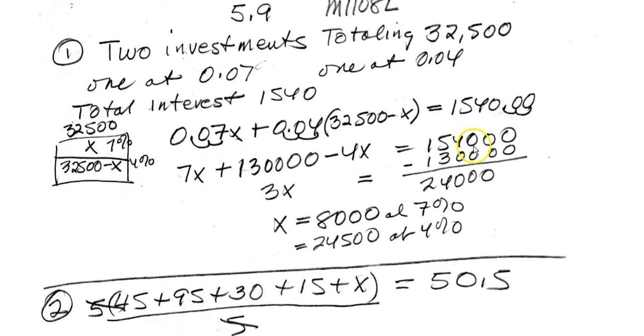So I multiplied through by 100. Then I've rewritten the equation. I grouped like terms, got 3x, subtracted this from both sides, got 24,000, divided both sides by 3, and remember the x was the 7%, that turned out to be 8,000. Then subtracted the 8,000 from the 32,500 and got 24,500.